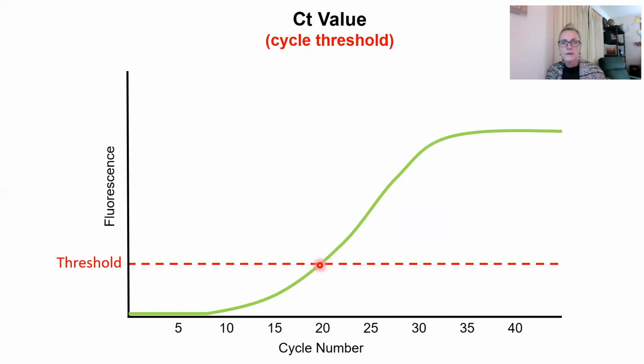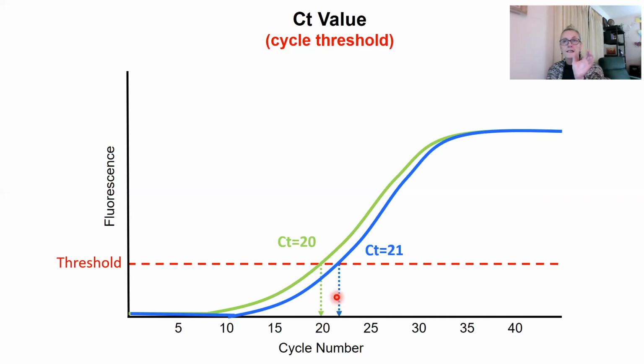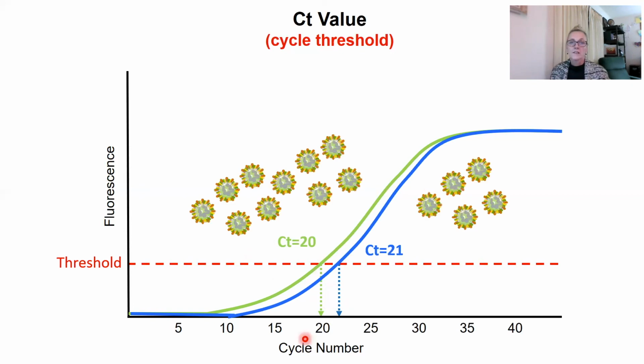In this example, the green sample crosses the threshold at CT20. You can imagine you have another sample that crosses a little bit later, say at CT21. This is only a difference of a single cycle, and if you remember, each cycle you double the template. So you can assume that the starting amount in the green sample was about twice the amount in the blue sample.